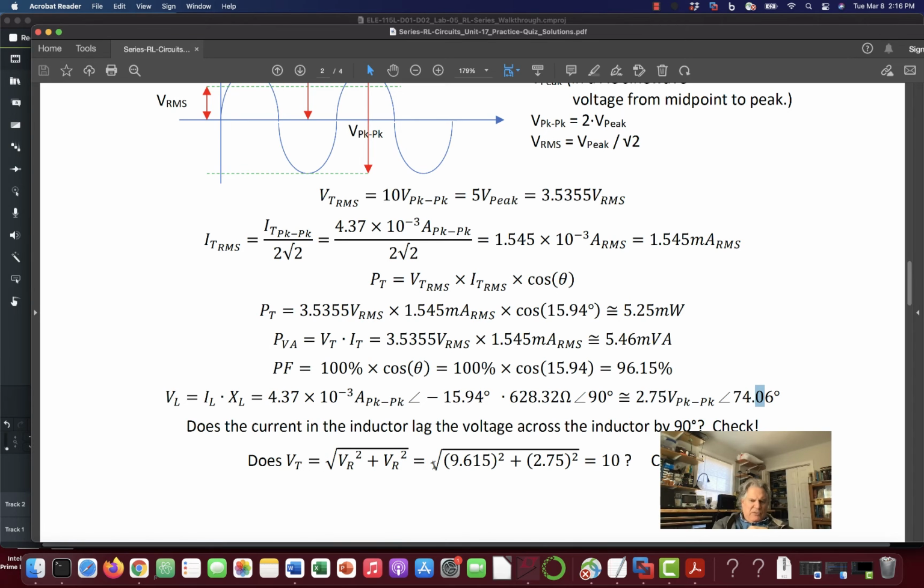This is a voltage rule: does VT have a Pythagorean theorem relationship with VR and VL? So VR is 9.2615 squared, VL is 2.75 squared. And is that equal to 10 squared? I think you'll agree that it is.